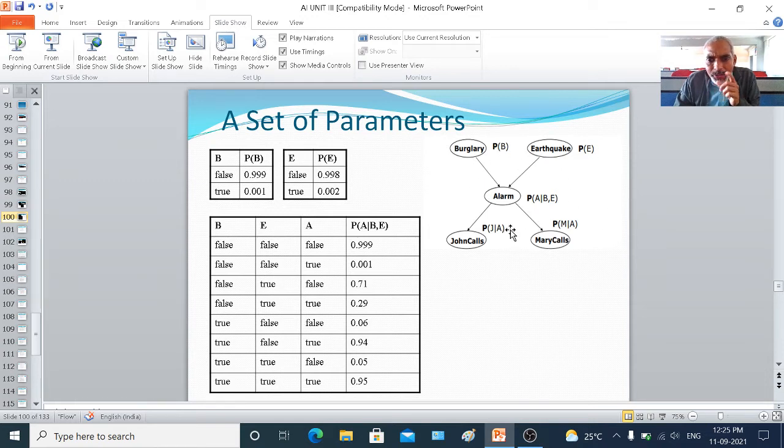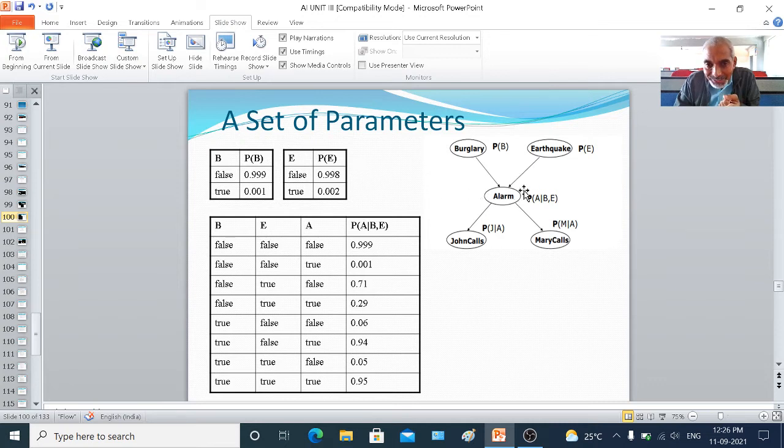Now let us take a look at this diagram. A burglary is going to happen. We are given the probability of B. What is this probability of B? It is 0.001. If you know the probability of an event B, you can find the probability when this event does not happen, when there is no burglary. That is 1 minus this, which is 0.999. Similarly, the probability of an earthquake is given. What is it? 0.002. The probability of an earthquake is 0.002, which means the probability of an earthquake not happening, false, is 0.998.